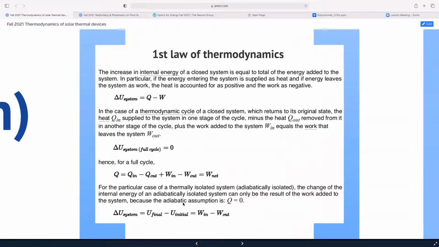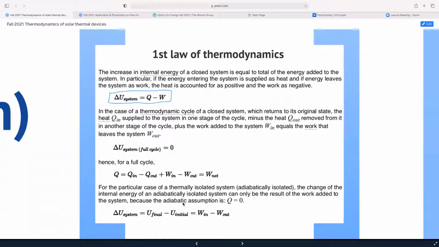So let's dig in a little bit into the first law of thermodynamics. A little bit of words. Again, the basic concept is that the internal energy of a system is the difference between the heat input and the work done by the system. So the increase in the internal energy of a closed system is equal to the total of the energy added to the system, the net energy of the system. In particular, if the energy entering the system is supplied as heat, and if energy leaves the system as work, the heat is accounted for as positive and the work is negative. So Q minus W. Now, all of that is relatively common sense.